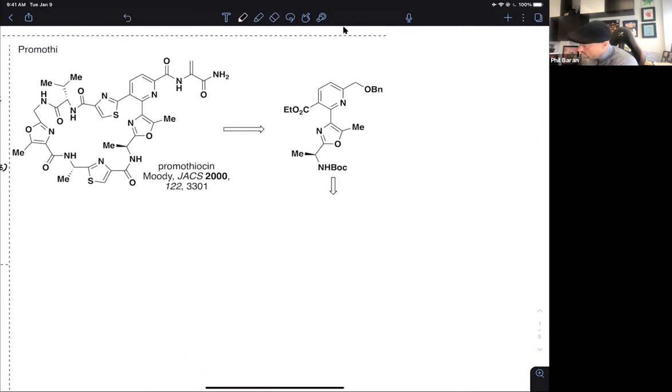How about this one? This is an interesting natural product made by the Moody group. We're going to disconnect it all the way to the building block you see here. And I want you to try to come up with a way of making this without any cross coupling. So based on what we learned, is there a quick way that you can imagine putting this together? Nick, what do you say?